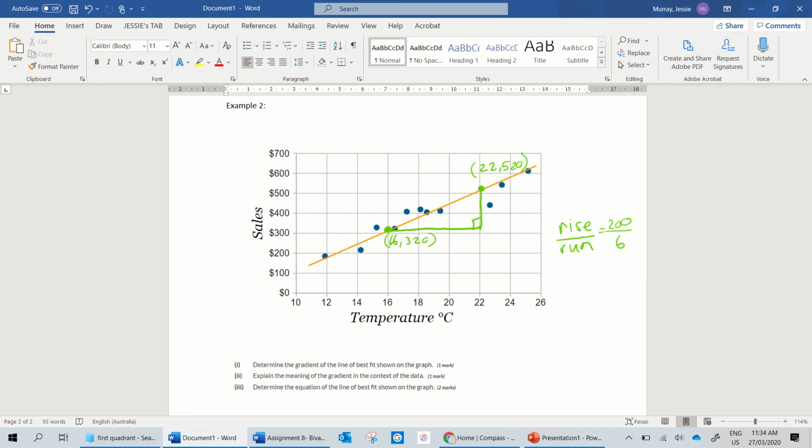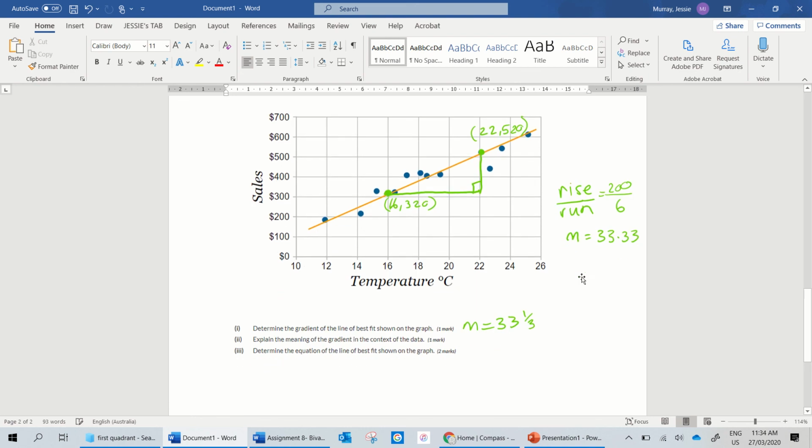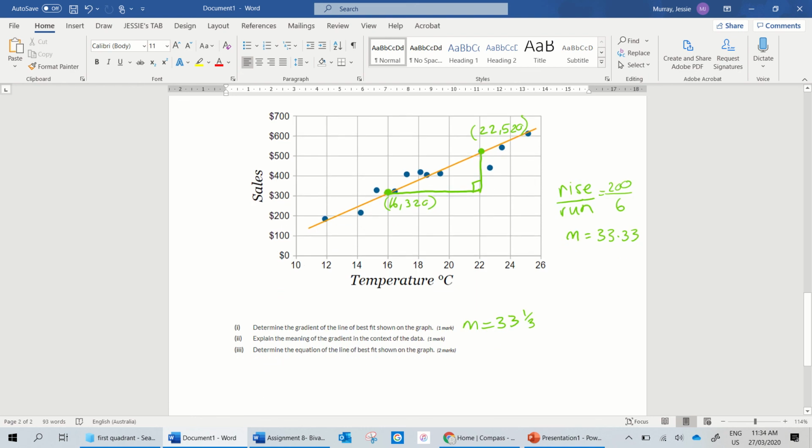I can simplify that. 200 divided by 6 is not the nicest number. What if I simplified it to 33 1/3, or we'll just round it to 2 decimal places. Let's do 33.33. So there's my gradient, okay? Alright, so m equals 33 1/3 or 33.33, however you want to have it.